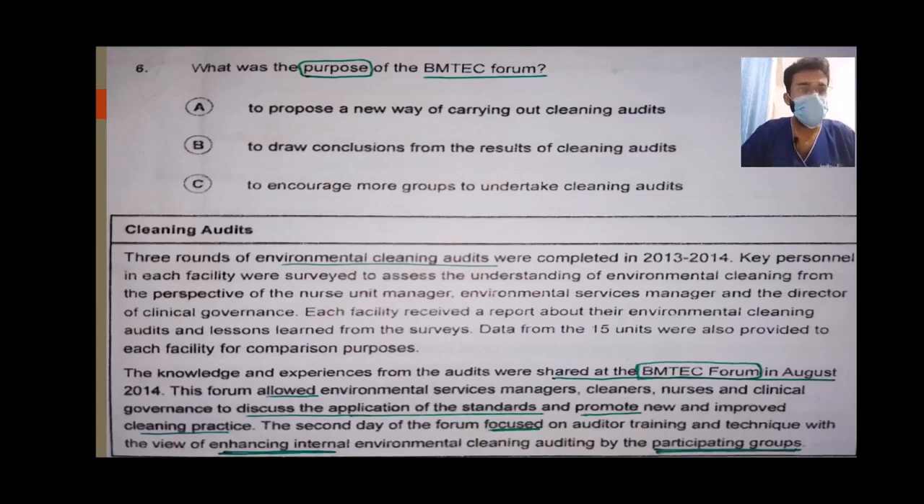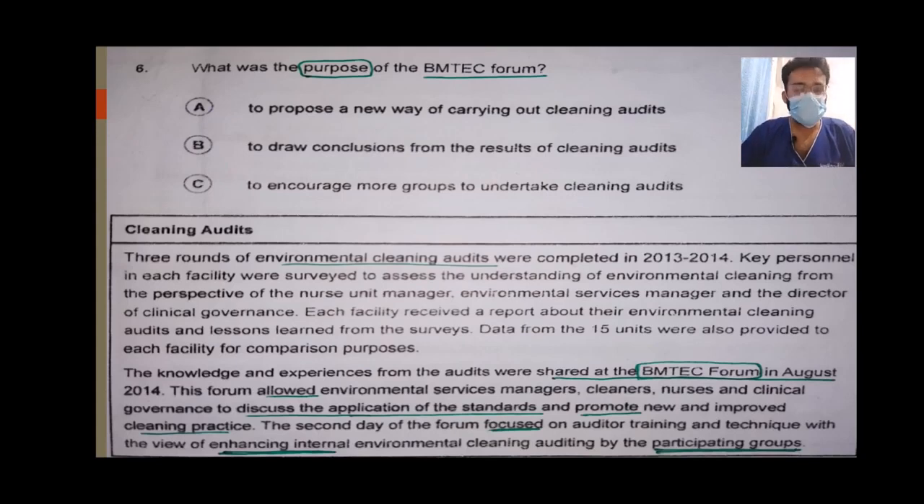Okay, BM Tech Forum in August 2014, the forum allowed environmental service manager and cleaners, nurses and clinical governance to discuss the application of standard and promote new and improved cleaning practice. Okay. The second day of the forum focused on the auditor training and technique with the view of enhancing internal environmental cleaning auditing by the participating groups.